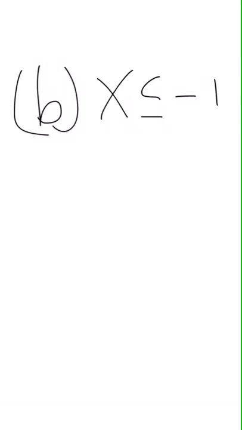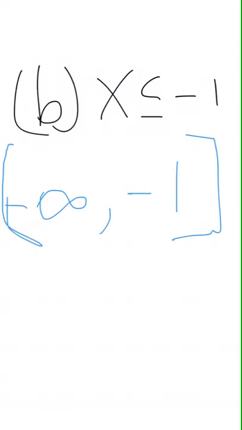Now since we're looking at numbers that are less than negative 1, it'd be all the numbers to the left, so it'd be from negative infinity to negative 1. But since it can be equal to negative 1, we use the brackets around negative 1. But since you never reach infinity in either direction, that'd be a parentheses right there. So it'd be a parentheses around negative infinity and brackets around negative 1.